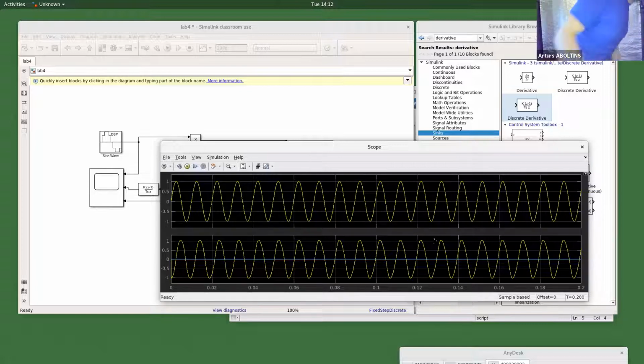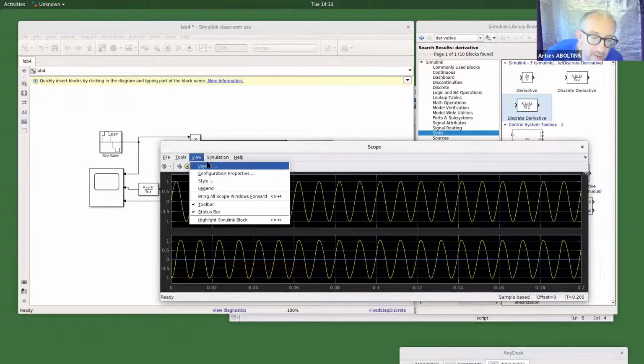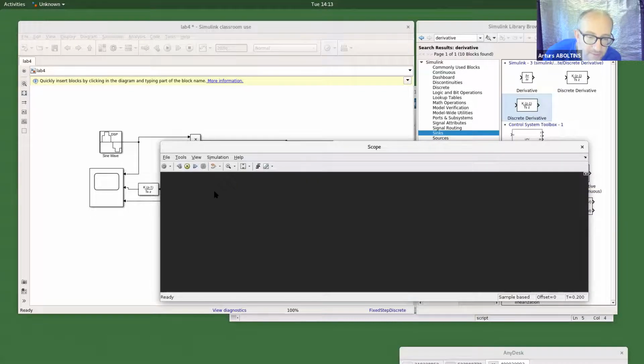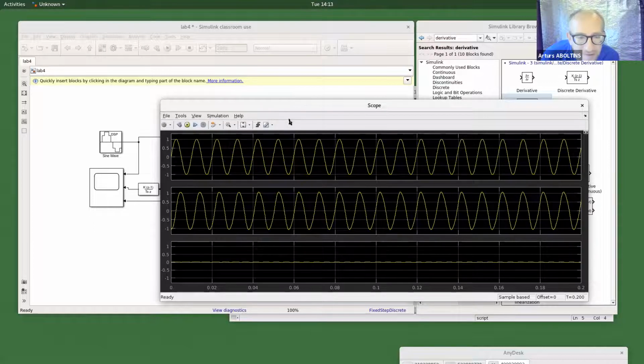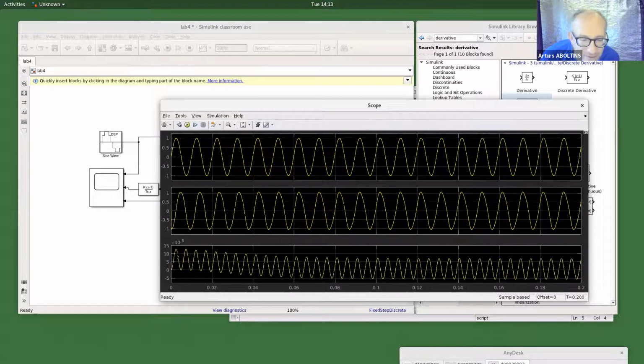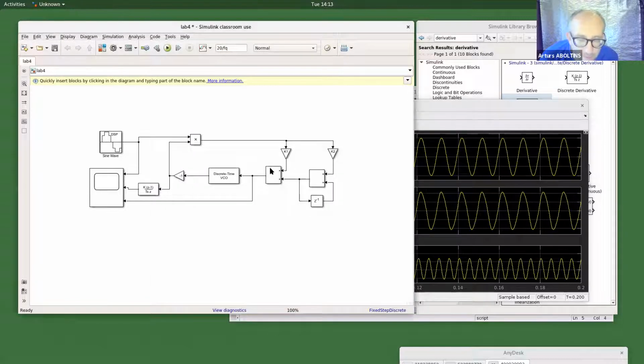So, how to move this blue one to a separate axis? One of the solutions could be to put 3 cells and then use auto scaling here. Then we will see this control signal. You see, there is a DC component, and also some high frequency component not suppressed by the filters. This is a bad thing, yes?